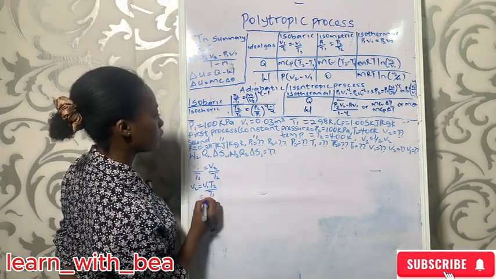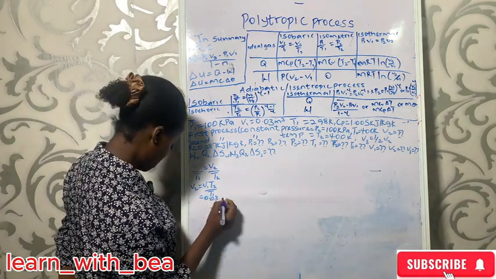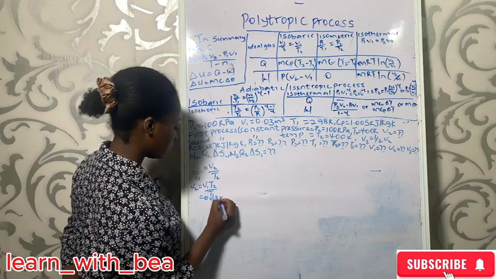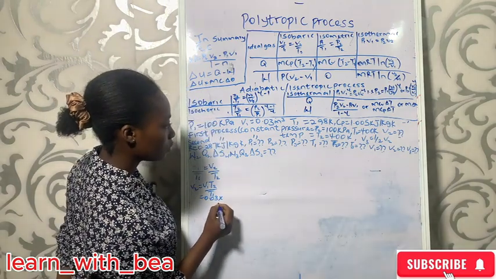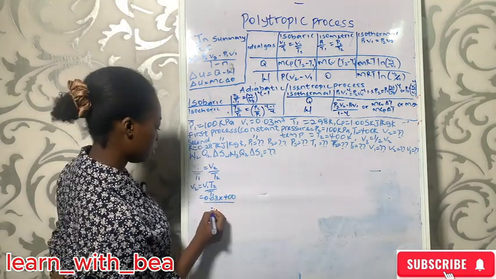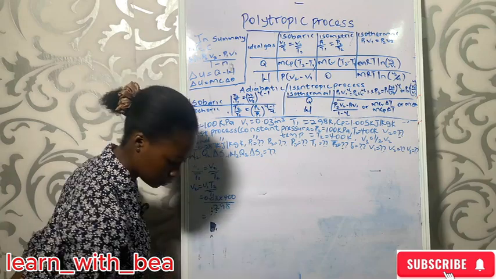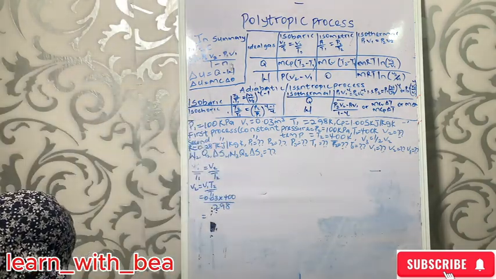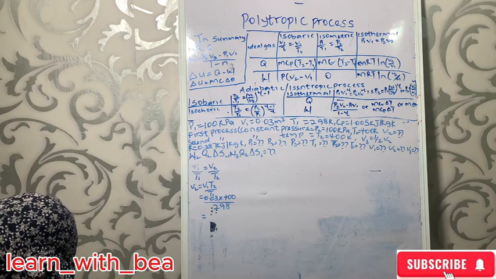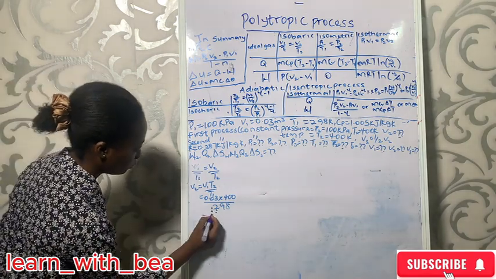This is going to give us, what's V1? 0.03. Then what's T2? 400. And what's T1? 298. And this is going to give us 0.04.